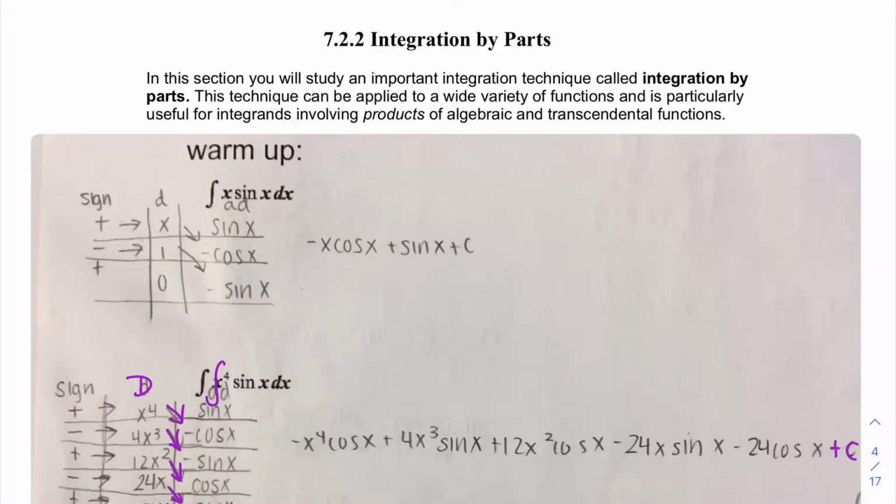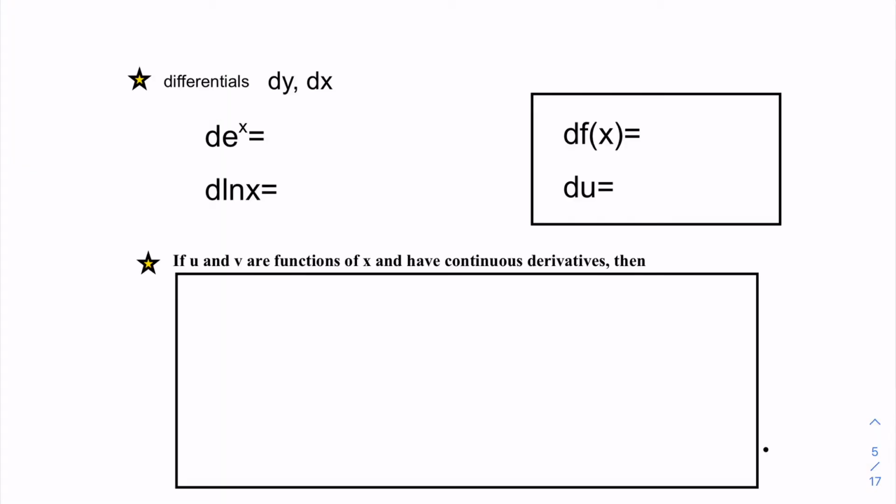These are the answer keys for the two warm-up problems. Please have a look. Let me know if you have any questions. Let's go over some concepts.